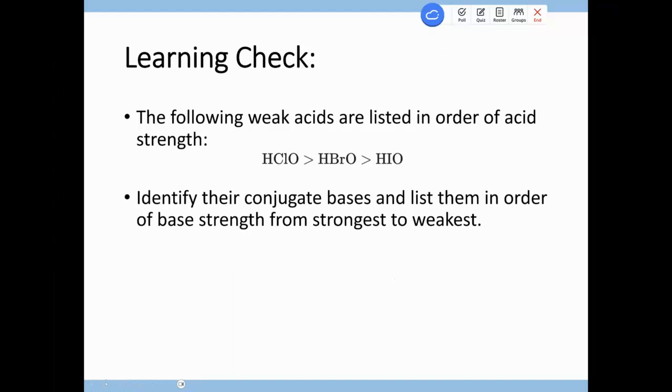So with all of that in mind, spend some time working on this question. We have 3 acids listed in order of acid strength. The left is the strongest acid of this list. So again, these are not on our strong acid list, not the 9 strong acids we have in our notes. They're under the umbrella of weak acids, but HClO is still stronger than HBrO, which is still stronger than HIO. So this is the weakest acid.